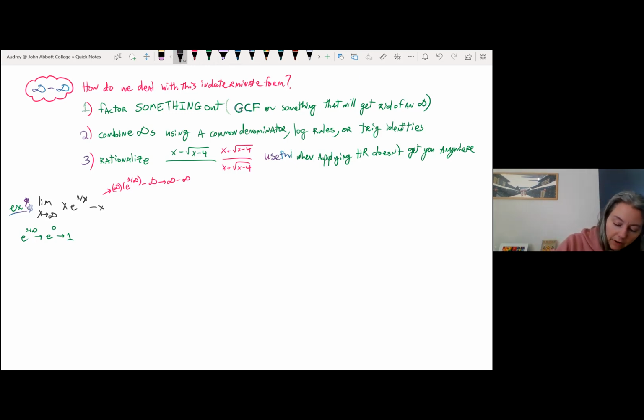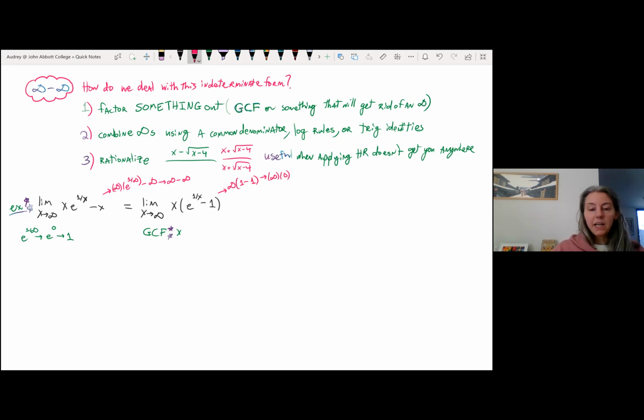Okay, so here I have infinity minus infinity. So I'm going to start by factoring out the greatest common factor. And my GCF here is just x. So we are going to factor out that x to get e to the 1 over x minus 1. And now when I plug in that x is infinity, well, we just saw that e to the 1 over infinity really looks like a 0 there, my bad. That e to the 1 over 0 gives me 1, so this is 1 minus 1.